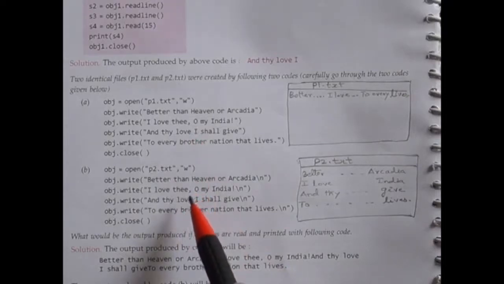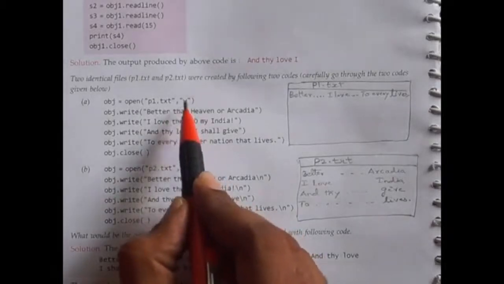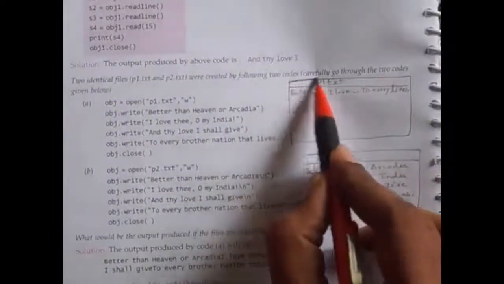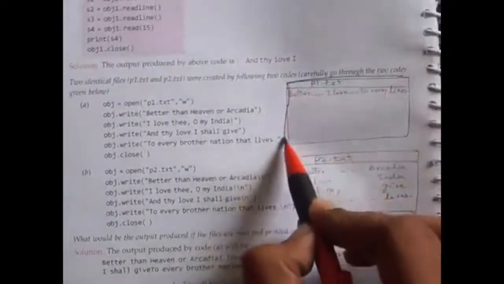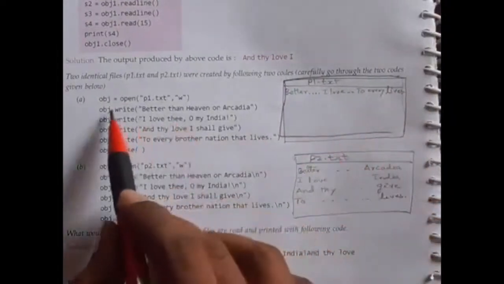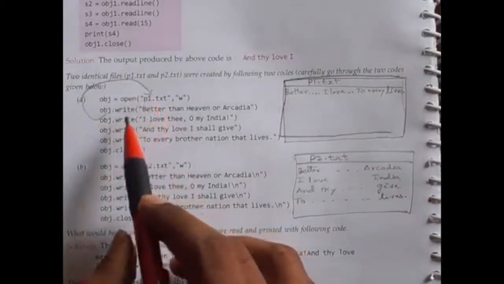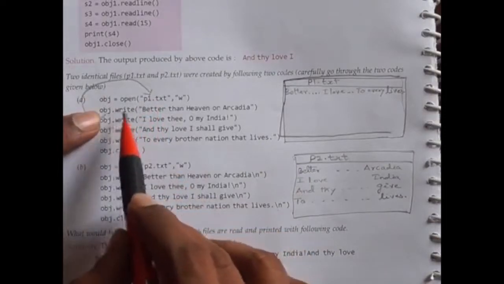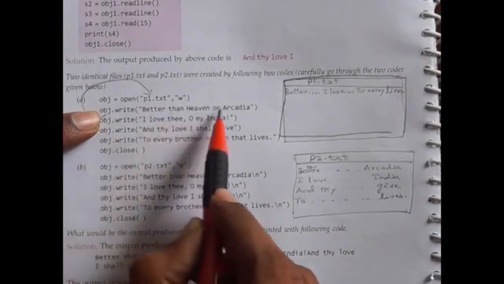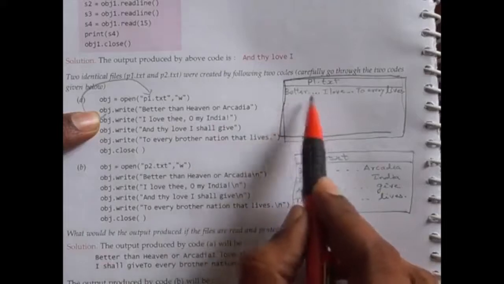Clear? Okay. So write means what? Write means p1.txt will be newly created. You see, now only this p1.txt will be created. Understand? Okay. Right. Then, so obj means what? Obj means p1.txt. Okay. So in p1.txt, we are going to write something, what? Better than heaven or Arcadia. So better than heaven or Arcadia it will write.